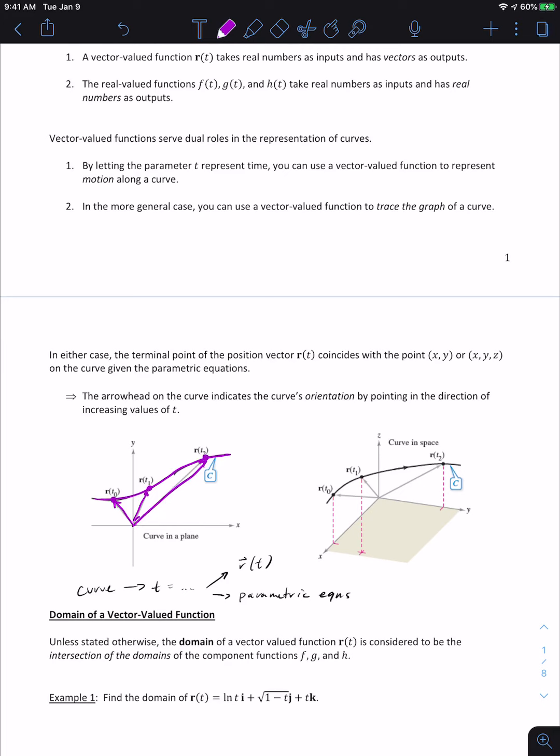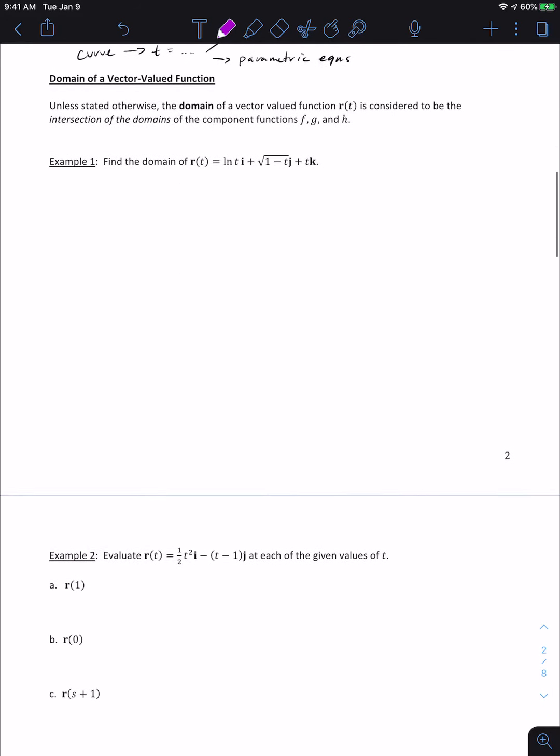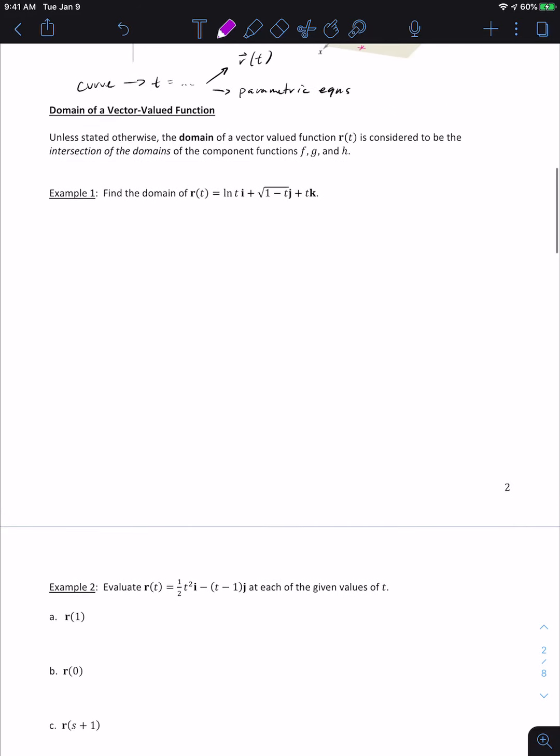So that's kind of the idea of a vector valued function, is that it can represent points in space, because I can really just put a curve. I can either represent it as a set of parametric equations, or I can represent it as a vector valued function. Okay, and this will probably make a little bit more sense the more we work through it.